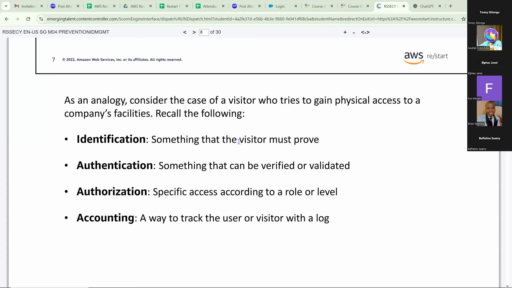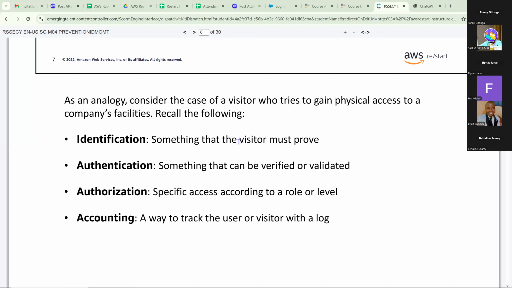Then authentication, something that can be verified or validated. So they asked me for my ID. No, not really my ID. They asked me for my passport. So they took my passport and scanned it and looked at it and said, okay, you appear to be a real human being. You appear to be someone that carries this name that is in our system, that you indeed have an appointment.